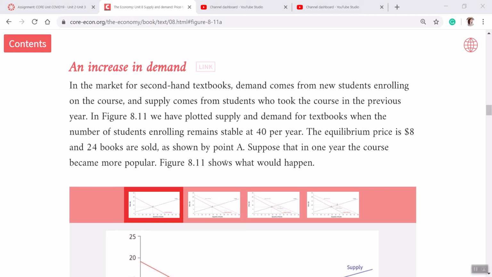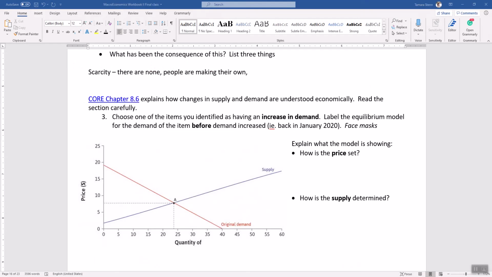Okay, so here we go, looking at demand. If we're looking in our workbook, we're on number 3, and we want to choose one of the items we've identified as having an increase in demand. So let's go take a look at what that means.